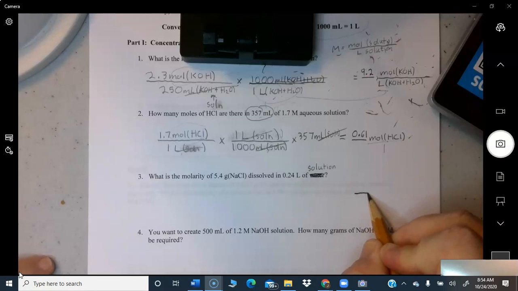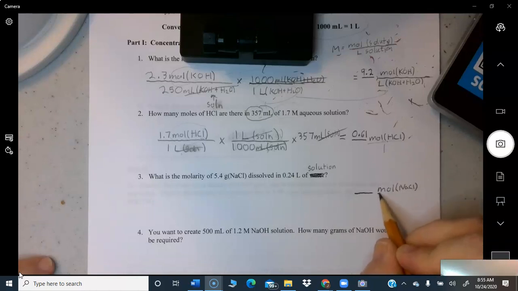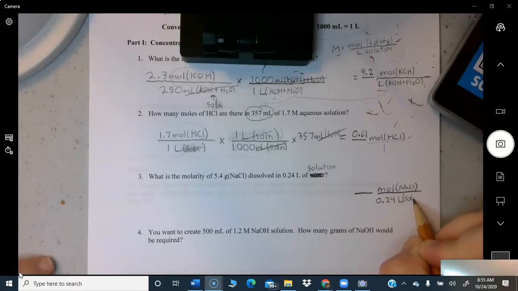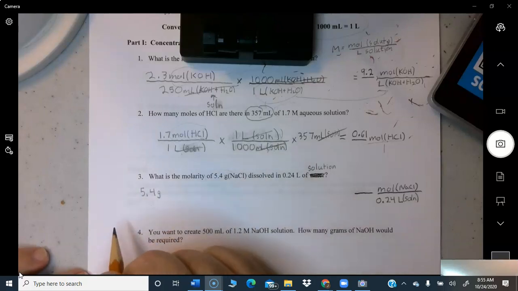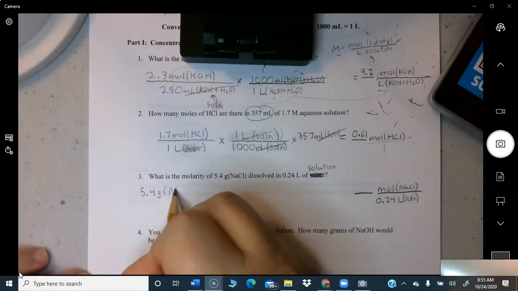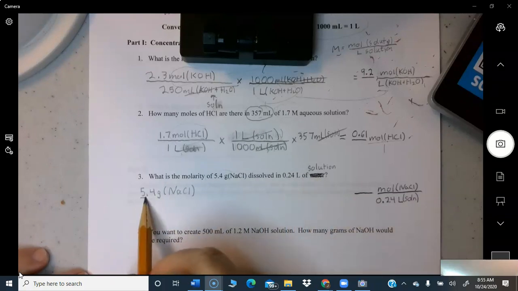So you're going to come way down here, and molarity is moles. In this case, the solute is NaCl. And it's dissolved in 0.24 liters of solution. Okay, and what we're starting off with is 5.4 grams. And it's dissolved in 0.24 liters of solution.